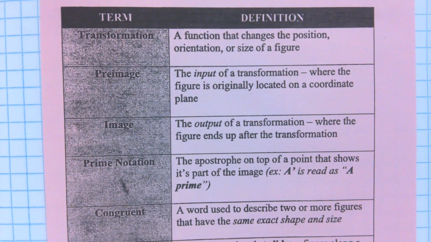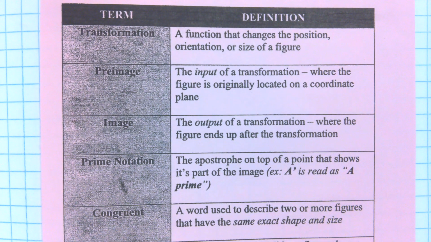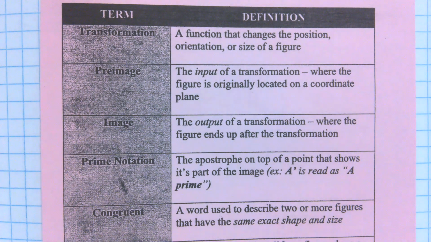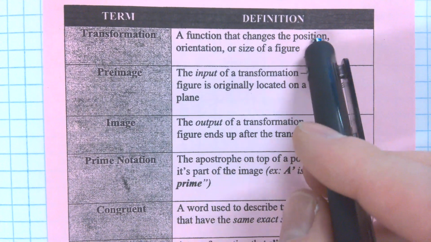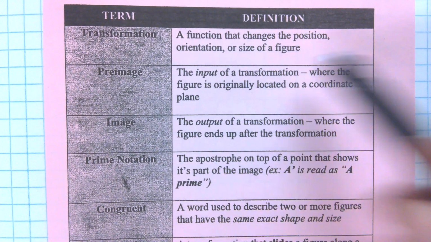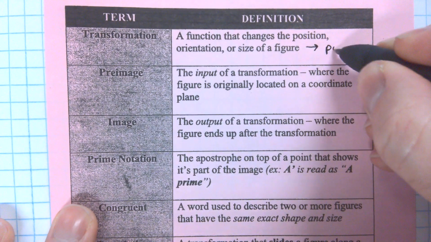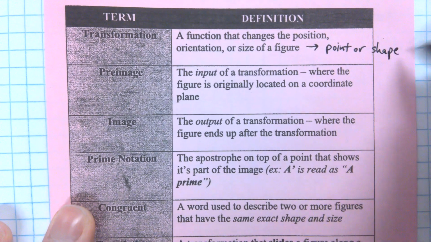Can I get a volunteer to read out what a transformation is? Darius, go for it. Perfect. I hear a little bit of talking. Let's make sure we're focused on this, please. Transformation is a function that changes the position, orientation, or size of a figure. Now, a figure could be a point. I'm going to write this in here. Could be a point or a shape.